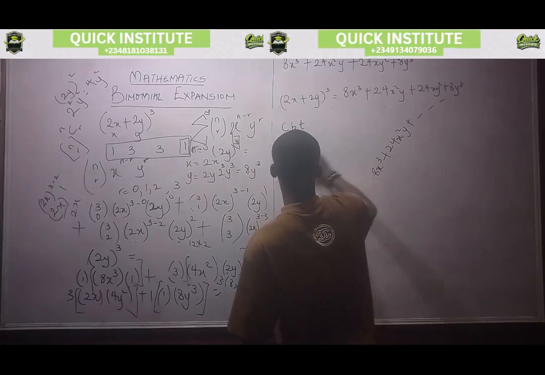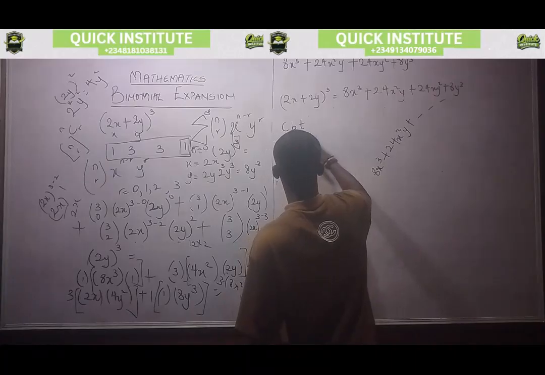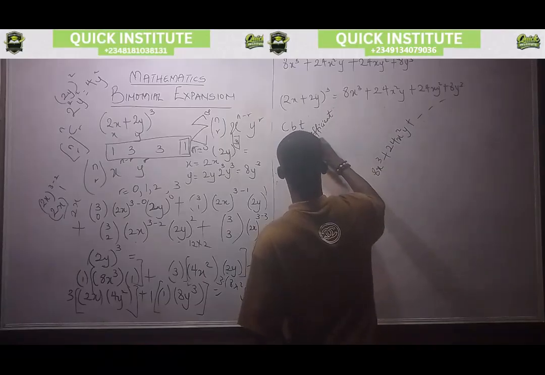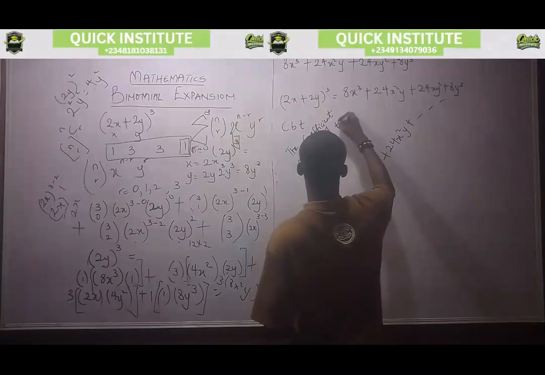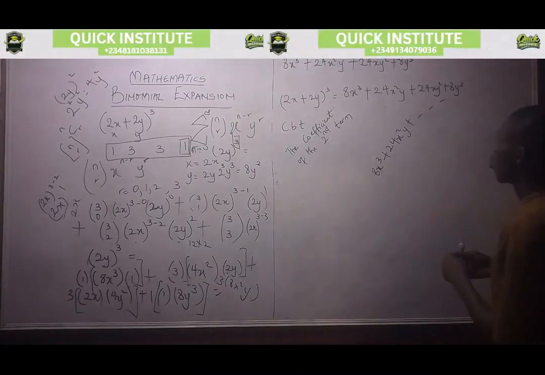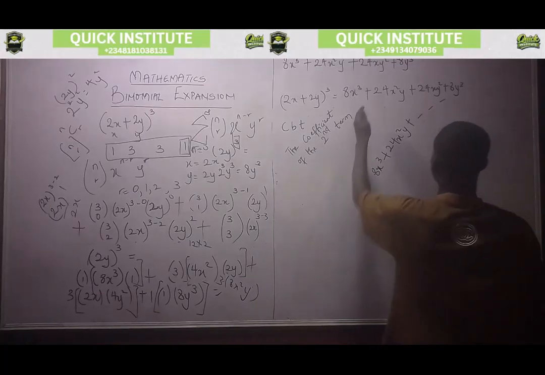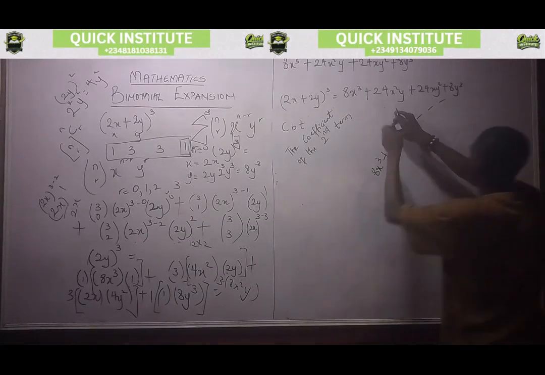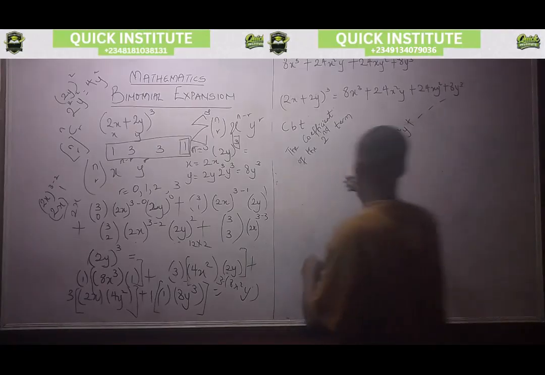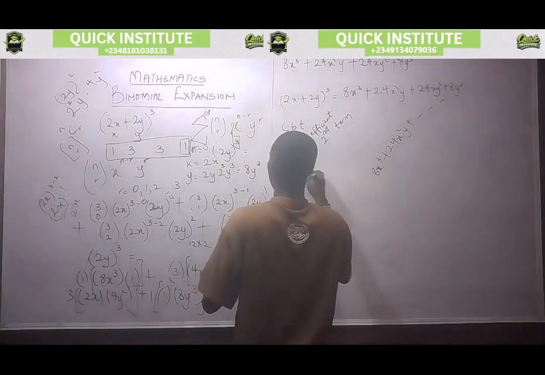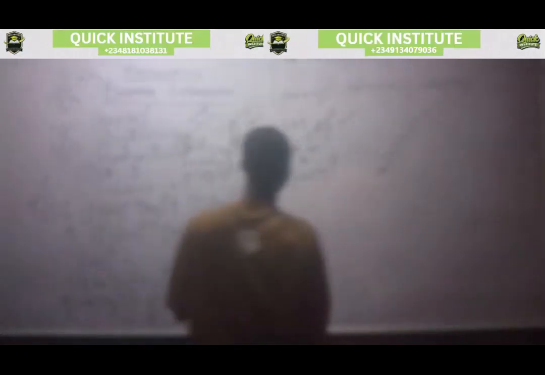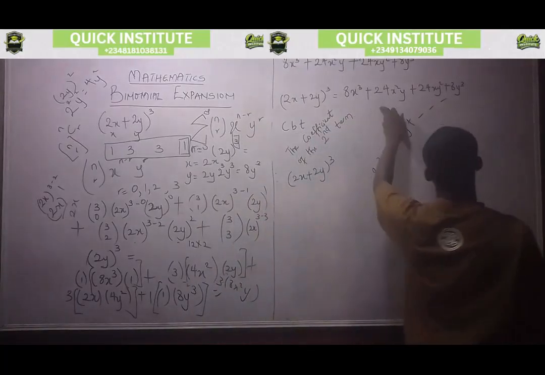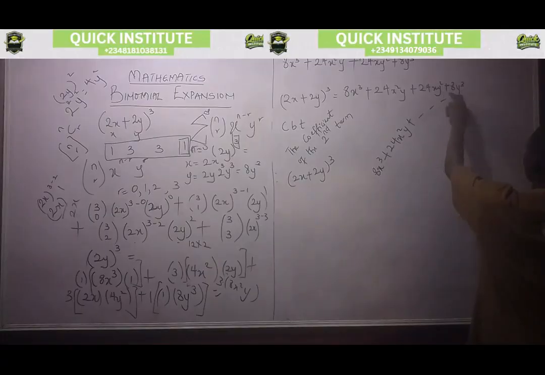Let's say you are to find the coefficient of the second term. So you've already solved it. This is your first term, second term, this is your nth term, and this is your first, second, and third. From here, from (2x plus 2y) cube, you've already solved for this, which is equal to 8x cube plus 24x square y plus 24xy square plus 8y cube.